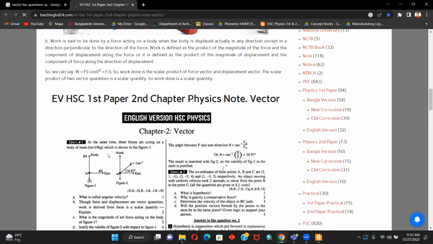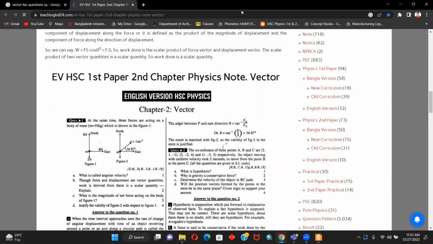See this question. This is a question which appeared in our board examination, a very easy question. What is called the angular velocity? I haven't yet taught you that, so I'm not expecting you to answer that.